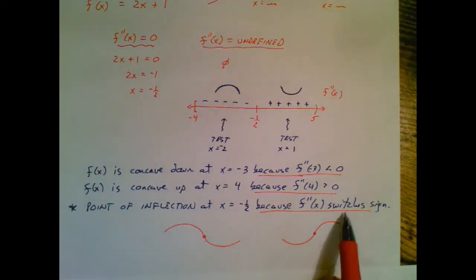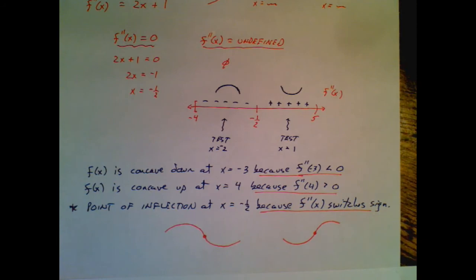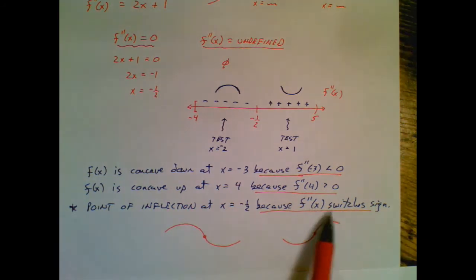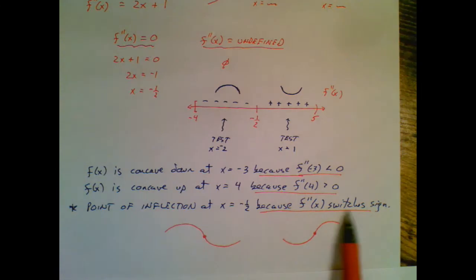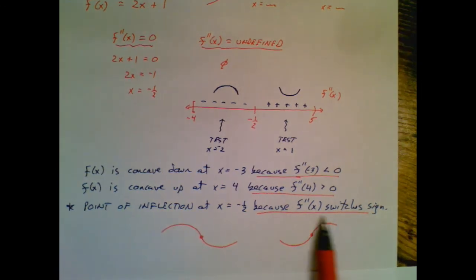And that is because f double prime of x switches sign. This is the justification for a point of inflection. I won't say what people mistakenly write, because then I'll plant it into your mind. But if you write something other than that, you're going to think that you're correct, and you're not, because there'll be a loophole in what you write. This is the correct justification for a point of inflection.